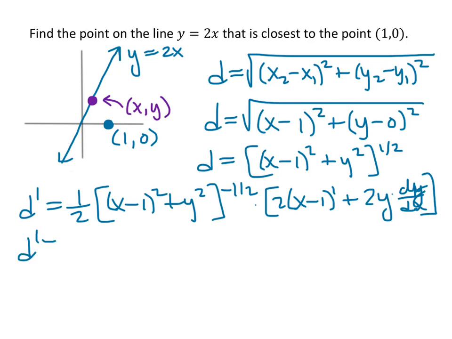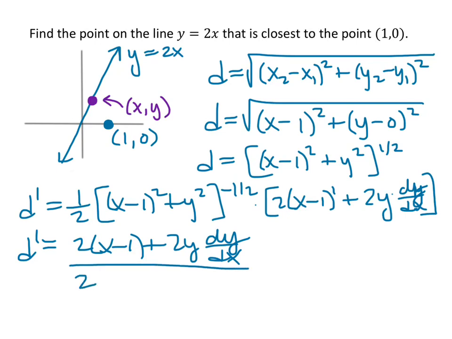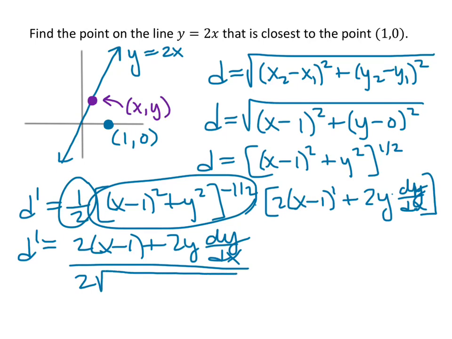Next, I'm going to rewrite this with the numerator here. The numerator is just 2 times (x minus 1) plus 2y dy/dx, all over. There's a 2 in the denominator from the 1/2, and the other term, which had a negative exponent, flips over to the denominator. The 1/2 is represented by that square root of (x minus 1) squared plus y squared. And next we will take this derivative, set it equal to 0 to find the local minimum.